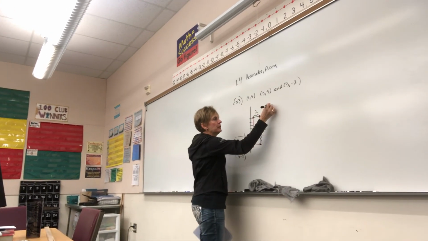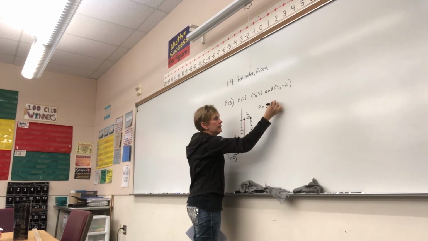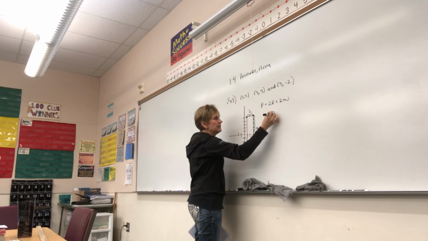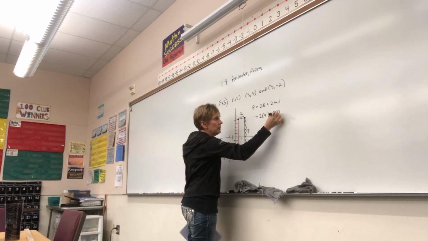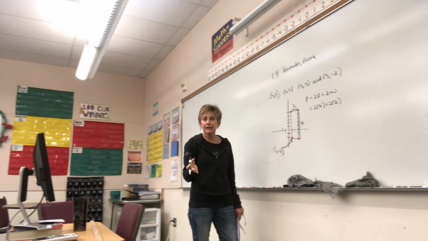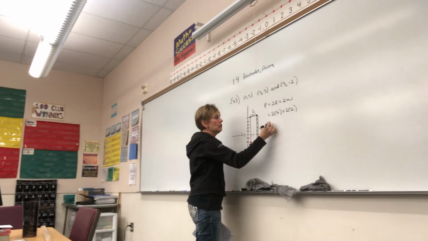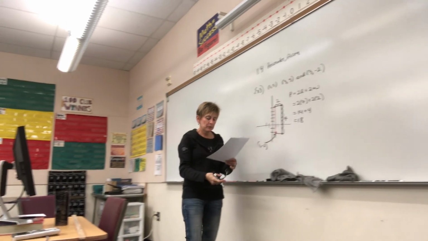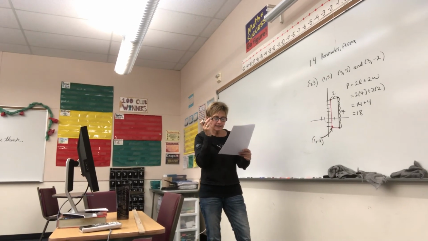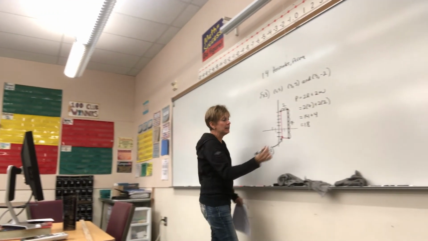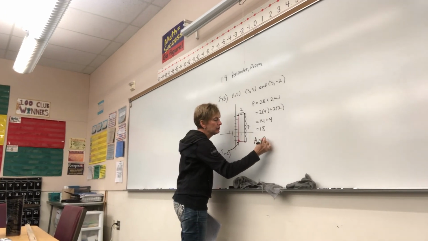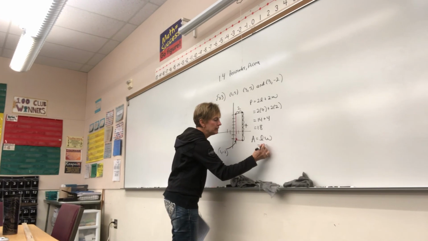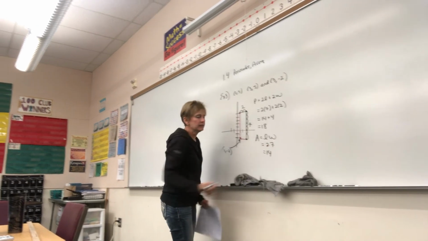So the perimeter is always 2 of the lengths and 2 of the widths, which is 2 times 7 plus 2 times 2. By the way, it doesn't matter which one you call length and which one you call width, which is 14 plus 4, or 18. That would be our perimeter. And then the last thing they're asking us to find is the area. Area, as we mentioned earlier, is length times width. So that would be 2 times 7, or 14.